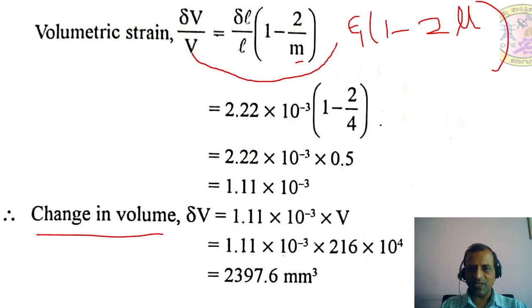Now this V comes on this side, so delta V remains on the left hand side. So 1.11 into 10 to the power of minus 3 into 216 into 10 to the power of 4. Now you will get the change in volume as 2397.6 mm cube. This is the change in the volume.